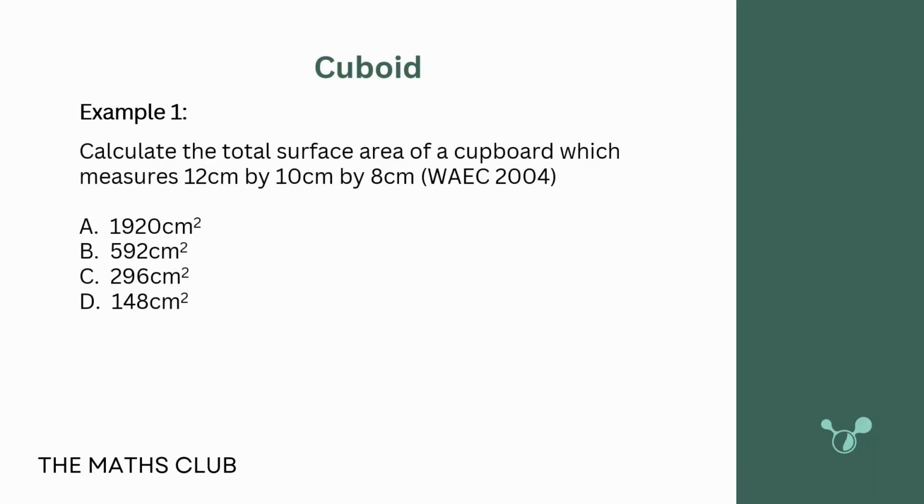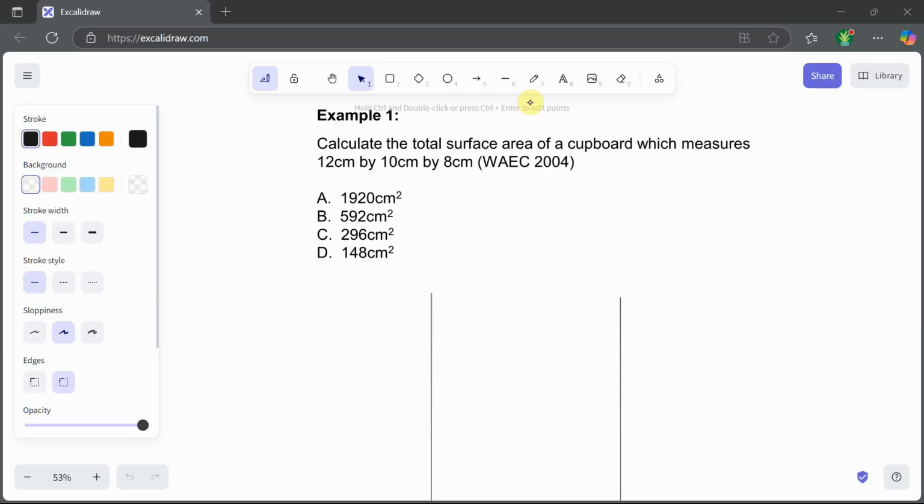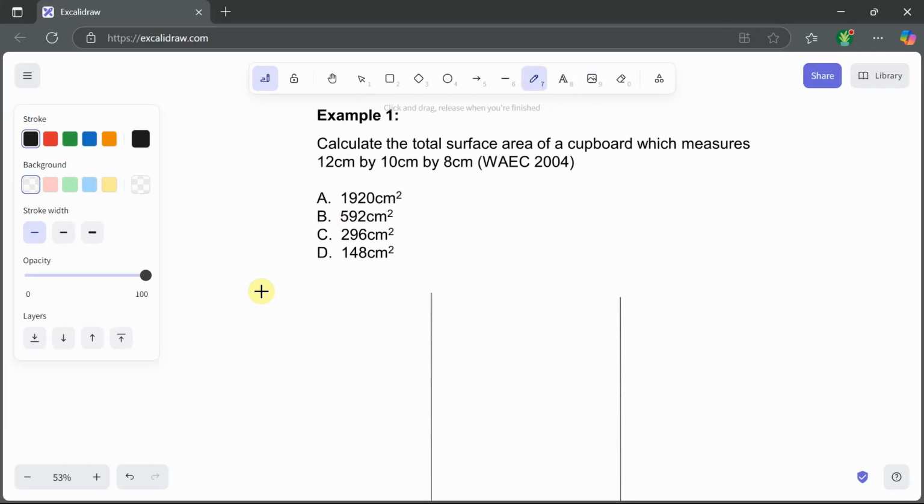As a process, let's calculate the total surface area of a cuboid which measures 12 cm by 10 cm by 8 cm. Let's take from WAEC 2004. Let's solve it. In this question, we are given that the length is 12 cm, the breadth is 10 cm, the height is 8 cm. So the total surface area, like we said, will just be 2lb plus 2bh plus 2lh.